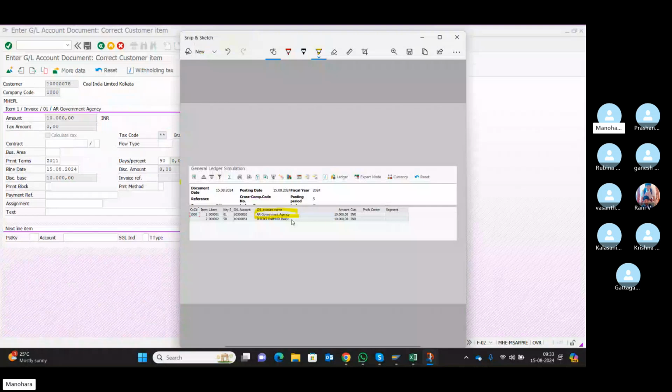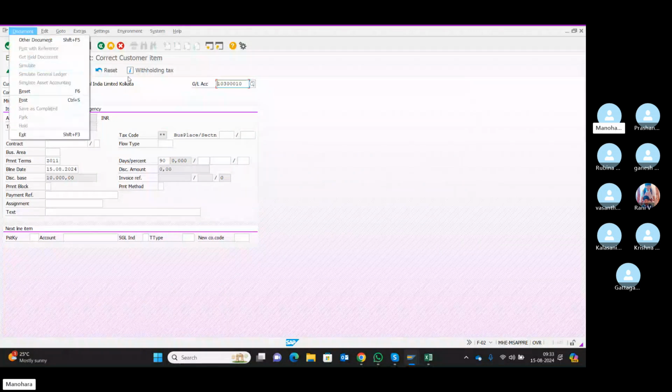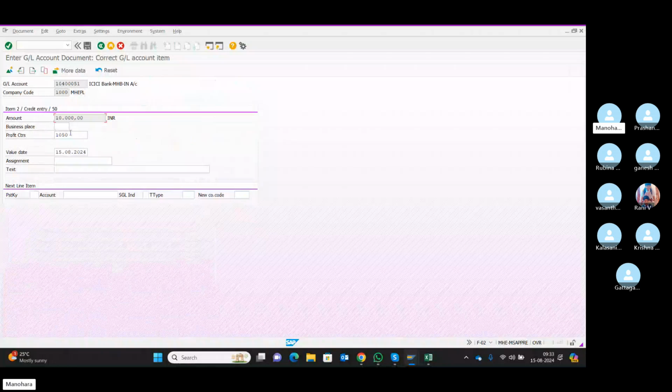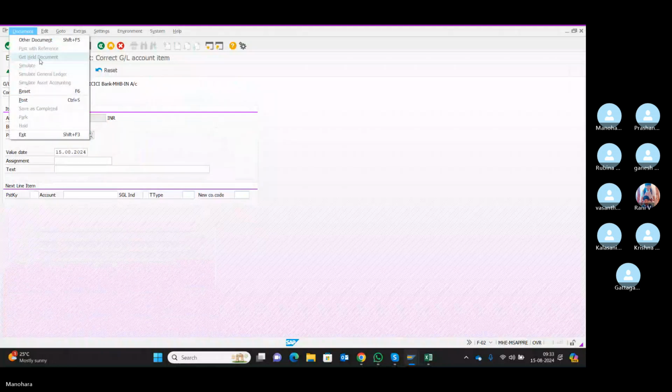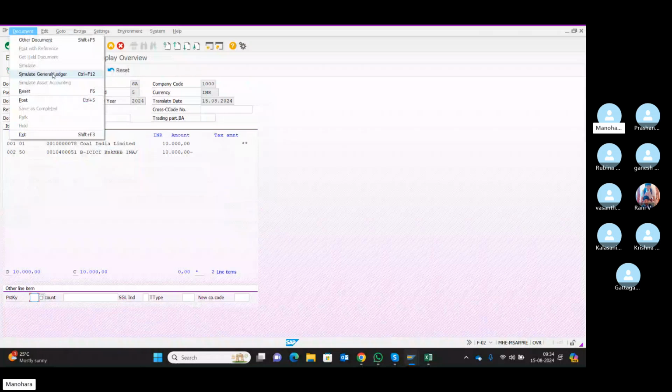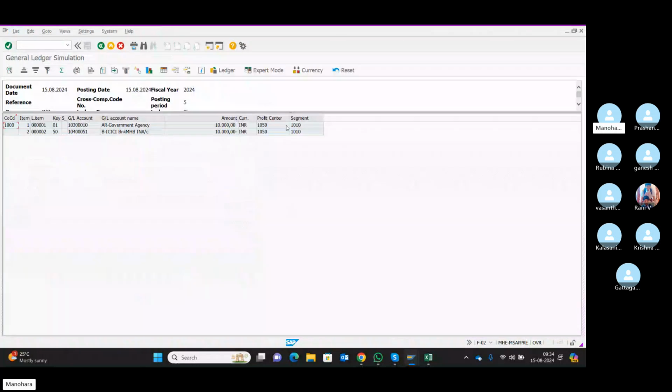At that time it will split the profit center. See here, I will give the profit center. So go to this one, I will come back. Here I am giving the profit center only where I am giving the bank, not at the header level. See, here is the simulation ledger. So did it come to the profit center or not? Did you notice these differences? Where I am giving only the bank.